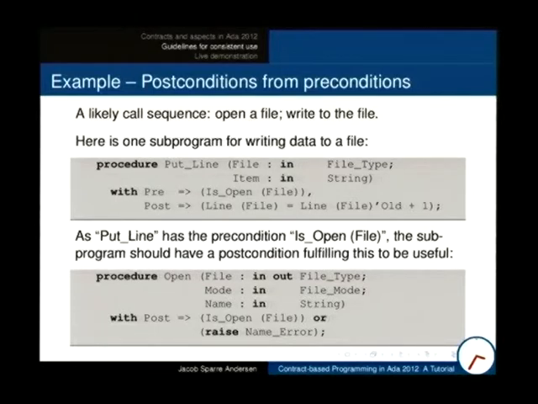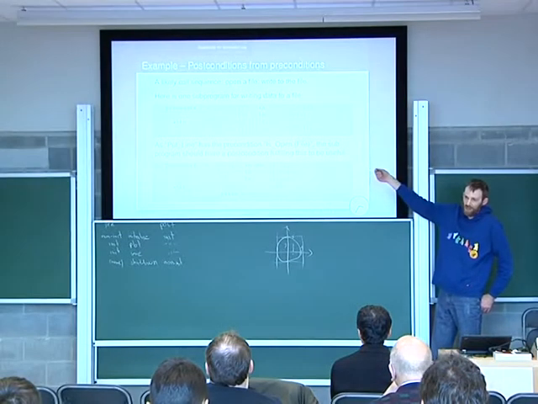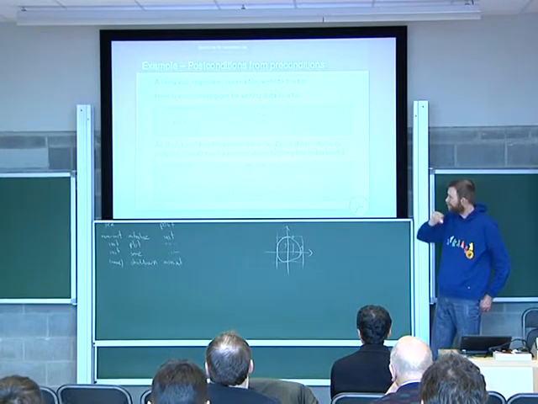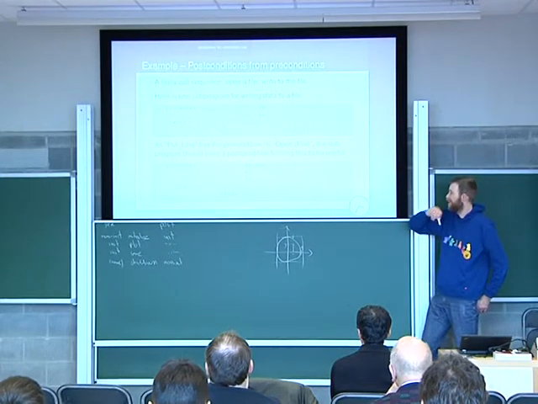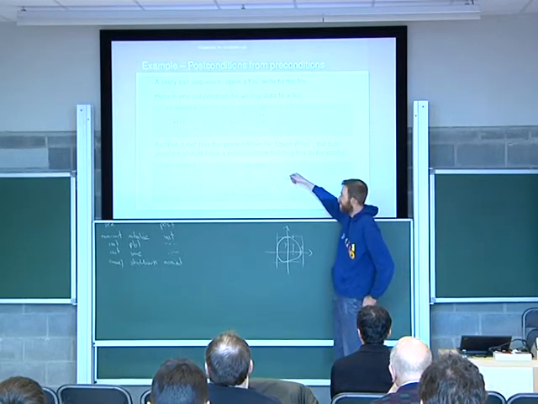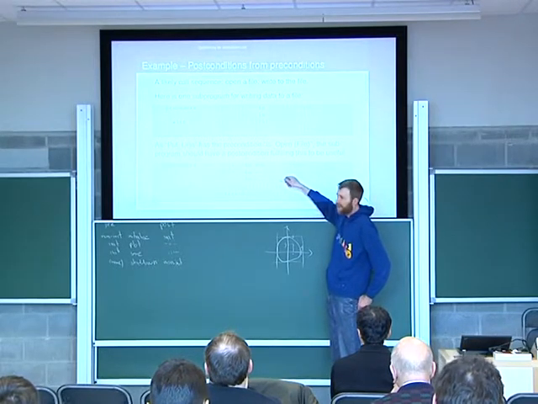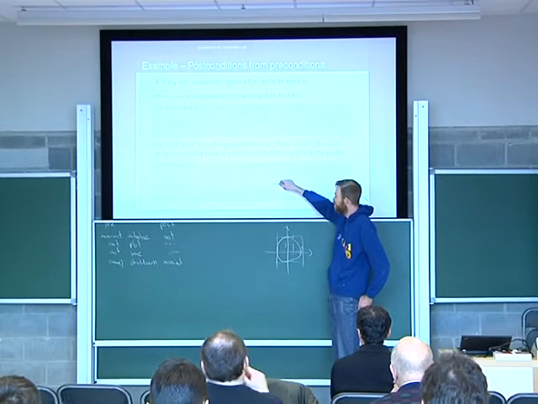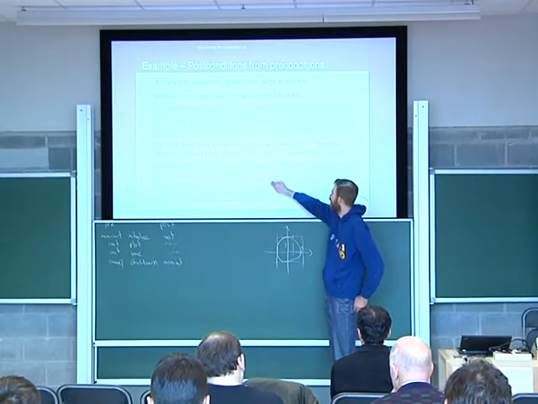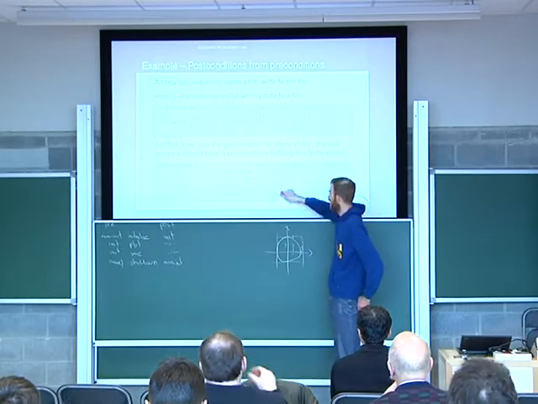Here we have another call sequence: open a file, write to a file, and then close a file. That should actually be the last point. Then it will take more than one slide. So we say Put_Line has a precondition that the file should be open. Well, that means that Open should have a postcondition that the file is open. And that makes sense. We want that. Actually, the way it works is, well, it might be open, or it might raise an exception. There's more than Name_Error that we can get out of Open, but I didn't have enough lines here.